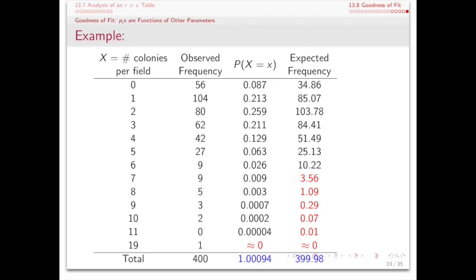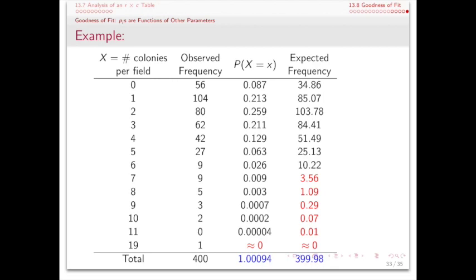One of the other things we might notice is that the sum of the probabilities should equal 1. Here, I've got it equal to 1.00094, and that's due to the round-off error that I've made when computing these probabilities. And the sum of expected frequencies should also equal the total number of observed frequencies, which is 400. Here, my expected frequencies only equal 399.98. That's due to round-off error as well.